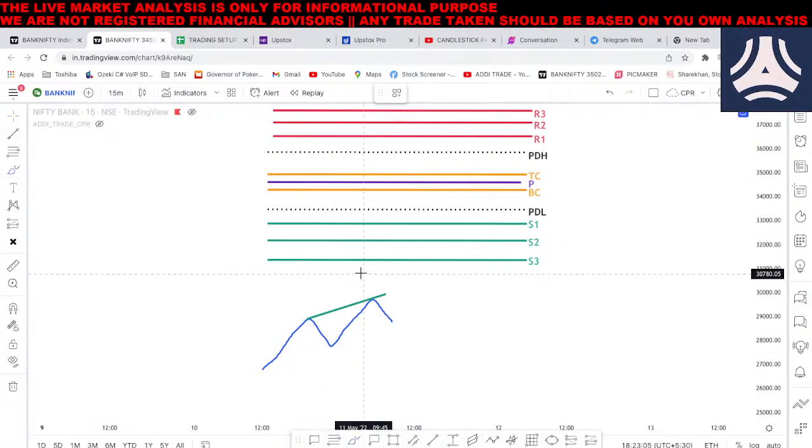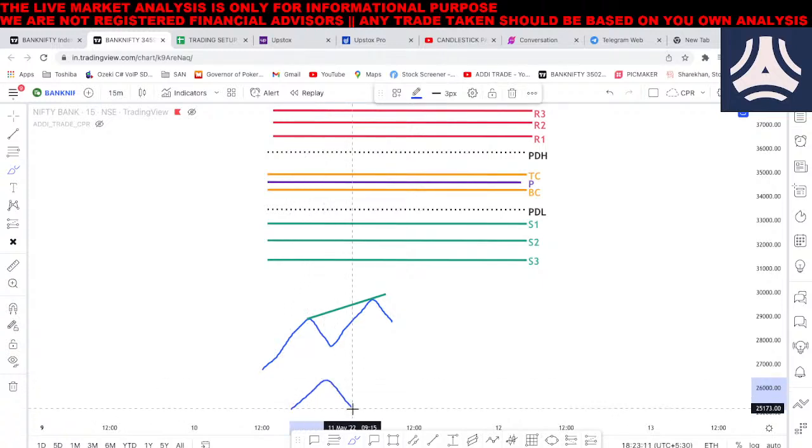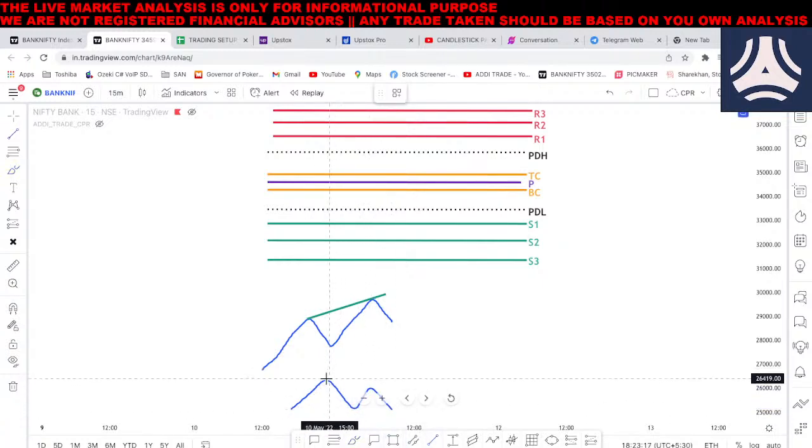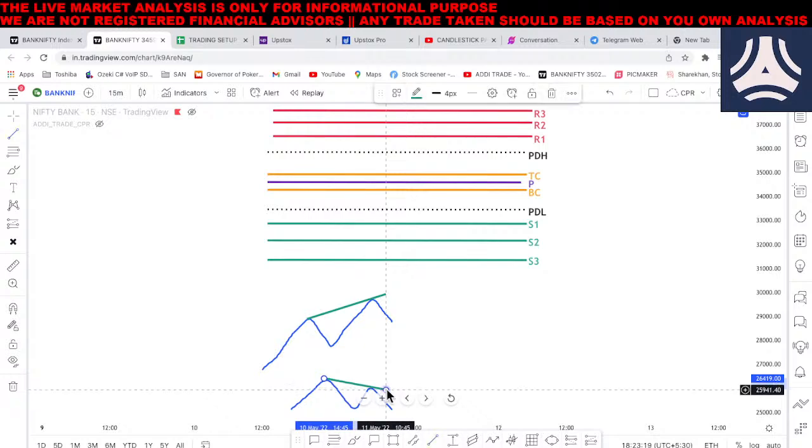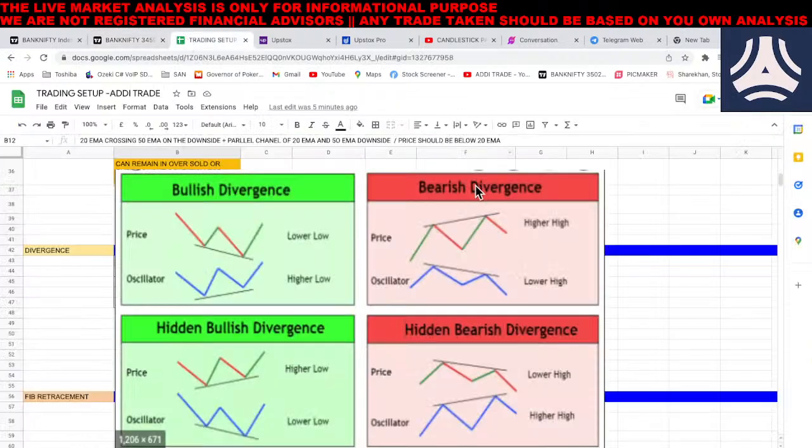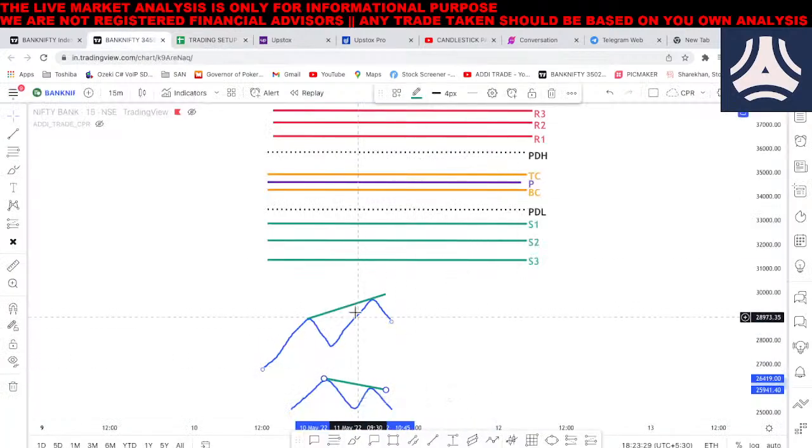But what happens in the oscillator, in the RSI, is the RSI will go up, come down, and in this up move, the RSI will just make a lower high and come down. We will see the RSI making a lower high. This is bearish divergence. I'll be showing you these examples on the chart as well. So this is how we identify the bearish divergence.